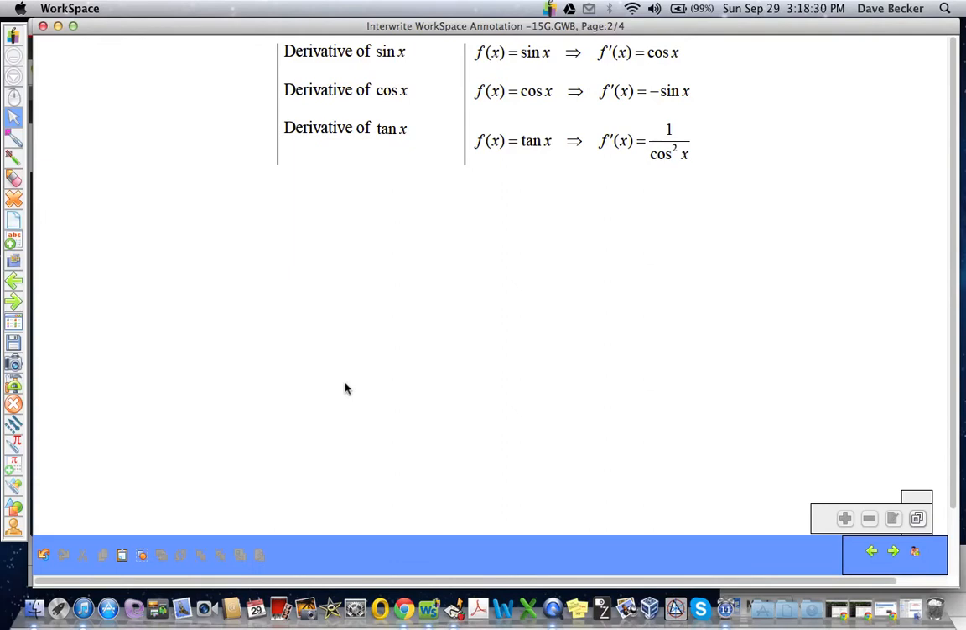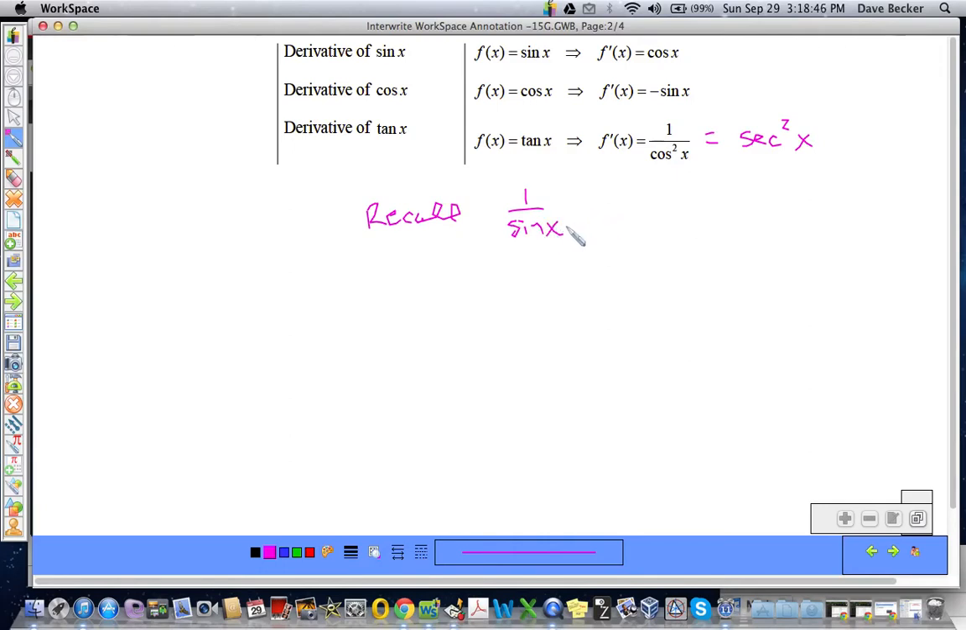Now the derivative of tangent x is equal to 1 over cosine squared x, which we could also write as secant squared x. And I want you to recall that 1 over sine x is equal to cosecant of x, 1 over cosine x is equal to secant x, and 1 over tan x is equal to cotangent x. Those are our other main trig functions.